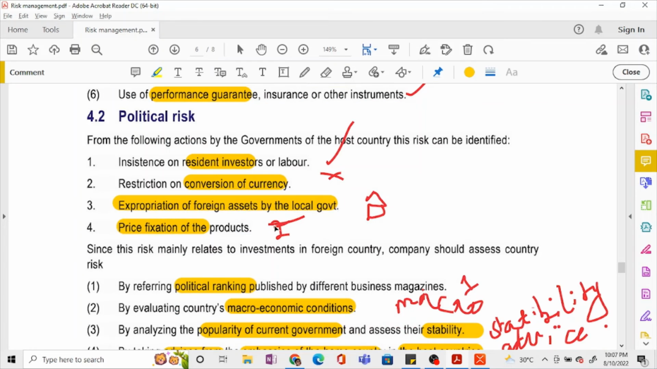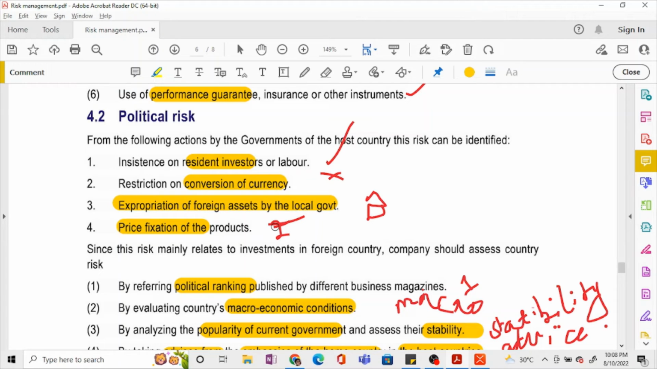Then political risk. Political risk means insistence on resident investors or labor. Such action can be taken by the governments of the host country, meaning any foreign country's government action can affect the investors. That is called political risk. They can put restrictions on the conversion of currency. They can take over assets, that is expropriation of foreign assets by the local government, and price fixation of the products. These are the things which can happen.